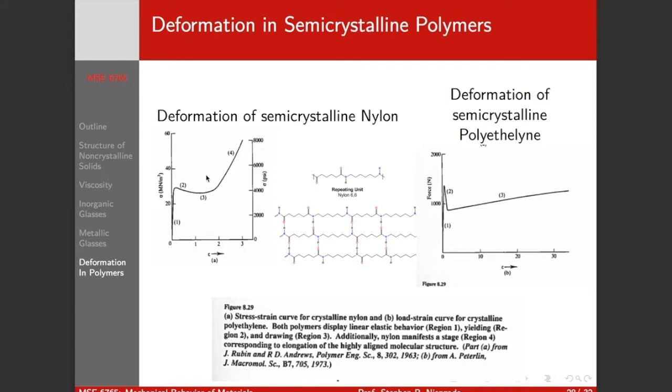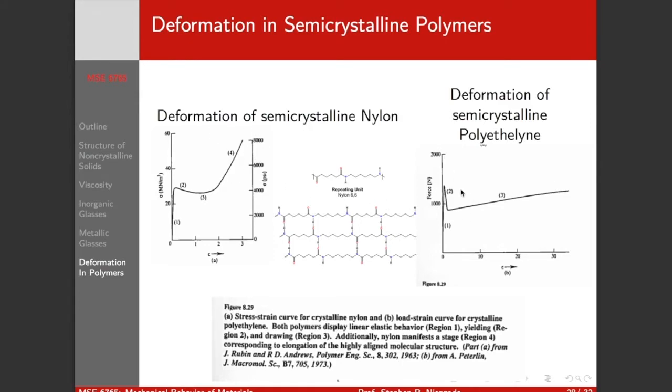And so this region here corresponds to drawing. So here we have the highly oriented chains. So this is initial yielding. This is our drawing regime. And then this big increase here corresponds to when you are pulling on the elongation of the aligned molecular structure.